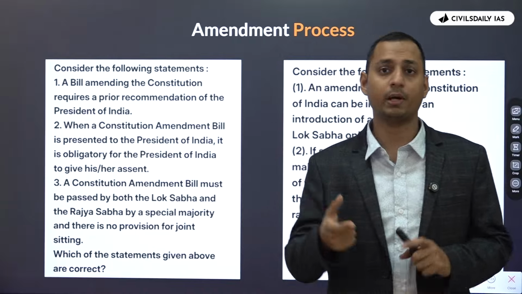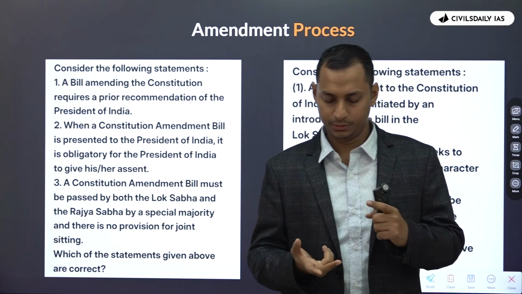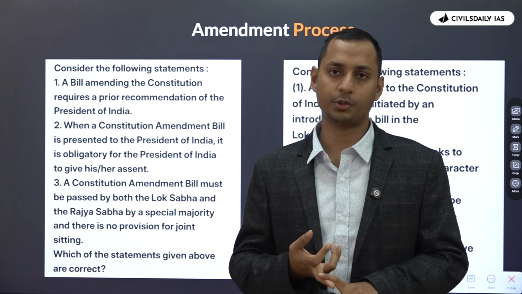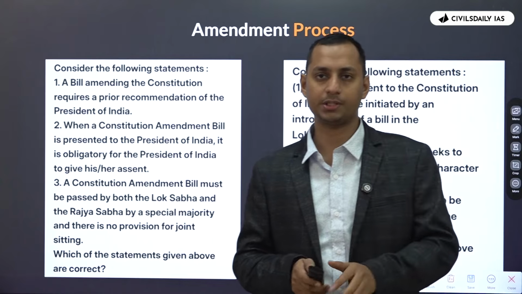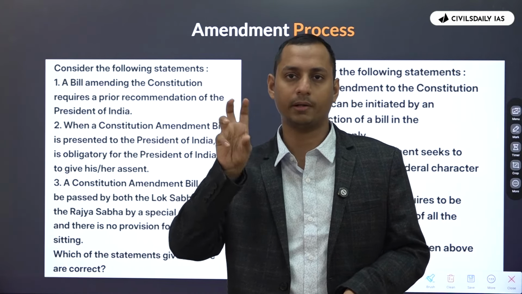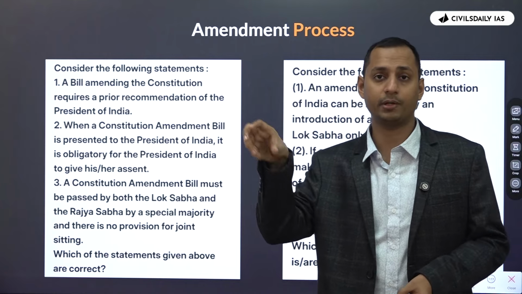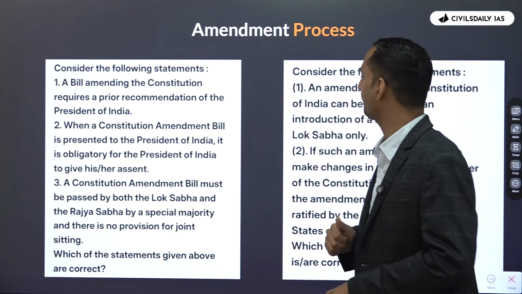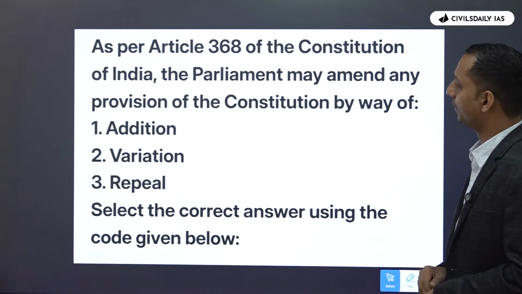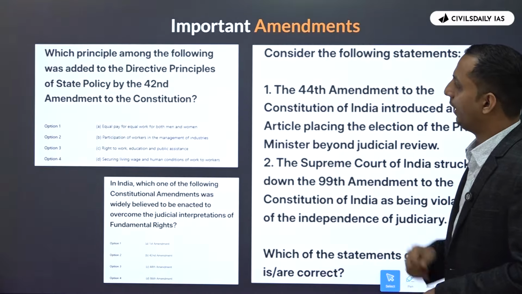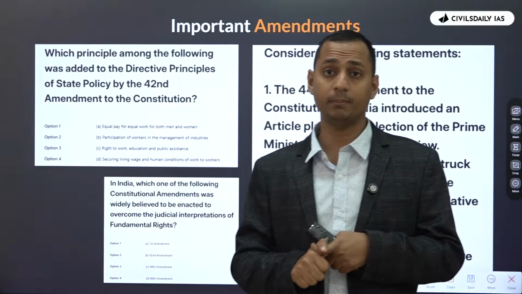How much is needed for everything? For example, what is needed for the President? To change the fundamental rights, what is needed? Is half of ratification needed, or is only special majority needed? So you need to have clarity regarding all this: what amendment procedure is required for each and every process. On the amendment process you can see here, 2 questions have come, 3 questions have come, and also you need to have a clear-cut idea regarding the important amendments.